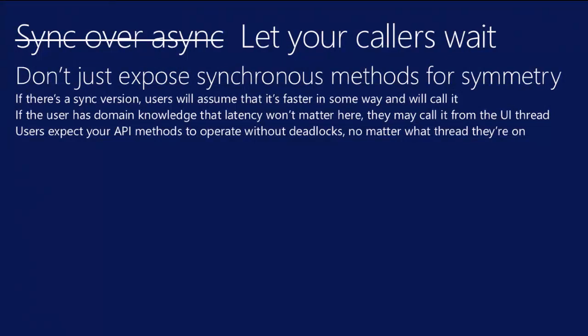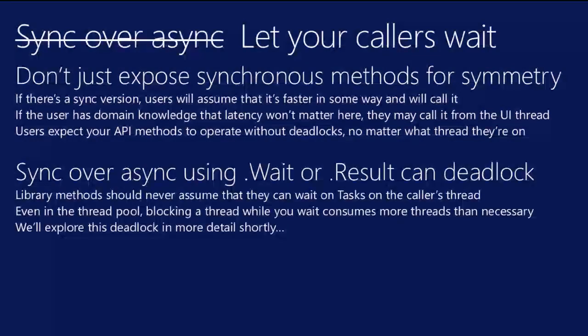So users are really going to have that expectation that you don't have deadlocks. They're going to consider deadlocks a bug, even if you're telling them that they shouldn't be calling this on UI threads. They're going to do it, and they're going to complain to you. And so the key is just really respect the thread that you're on. Don't be calling wait. Don't call result on the thread that you're called on.